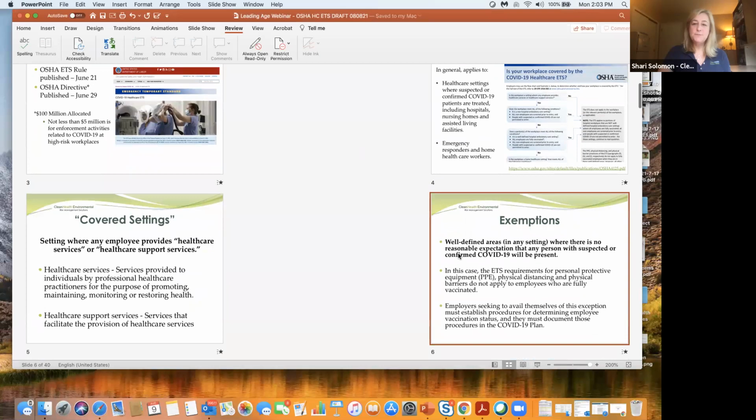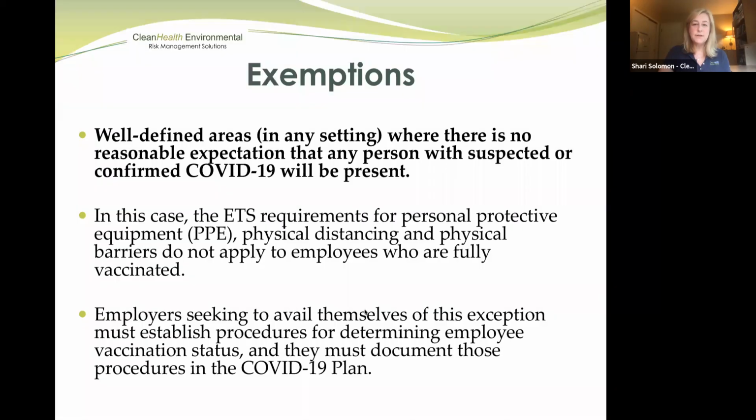Right. I'm gonna just pull this up. I know it's over time, but it's really important to know the language. So the exemption that they're asking about is in a well-defined area. That was the terminology I was looking for. A well-defined area in any setting where there is no reasonable expectation that any person with suspected or confirmed COVID will be present. So if it is a well-defined area and there is no opportunity for anyone that is suspected or confirmed, you don't have any people coming in and out.